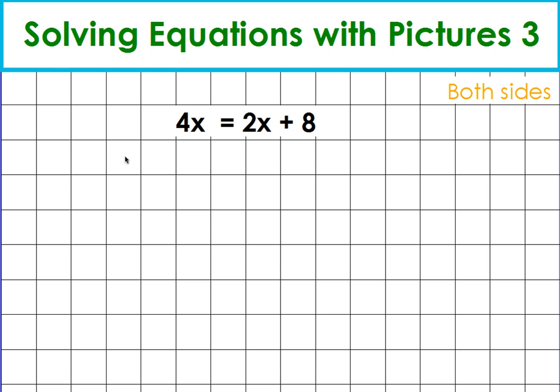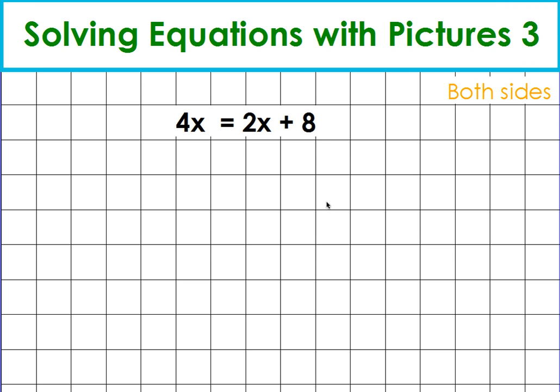So today we're going to be looking at equations where we've got an unknown on both sides of the equal sign. So we've got unknowns on both sides. In this case we're using x. Okay, my equation is 4x is equal to 2x plus 8.